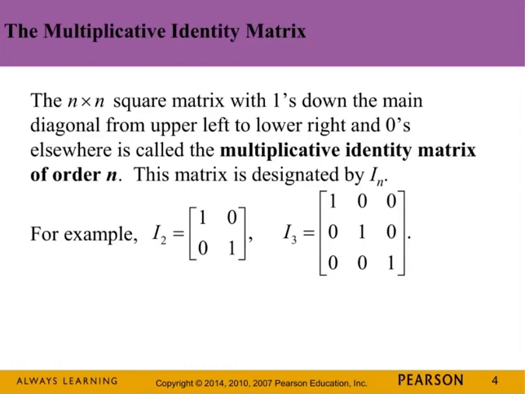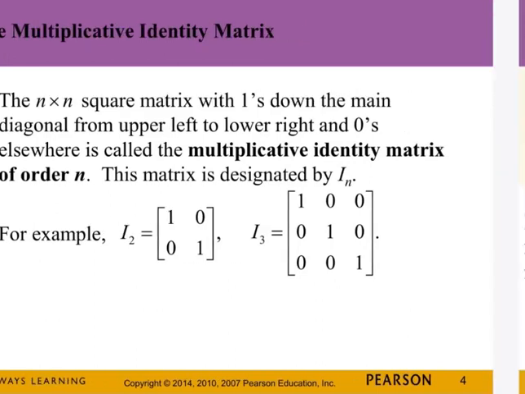So the multiplicative identity matrix. The n by n square matrix with ones down the main diagonal from upper left to lower right and zeros everywhere else is called the multiplicative identity matrix of order n. This matrix is designated by I sub n. For example, I2 is a 2 by 2 square matrix with ones along the main diagonal, upper left to lower right, and zeros everywhere else. I3, you see it here, is a 3 by 3 identity matrix with ones along the main diagonal and zeros everywhere else, right? So multiplicative identity means we're going to be doing some multiplication. Identity matrices usually mean that when you do the operation, you get back that same matrix, right? Okay, let's see how we use this.